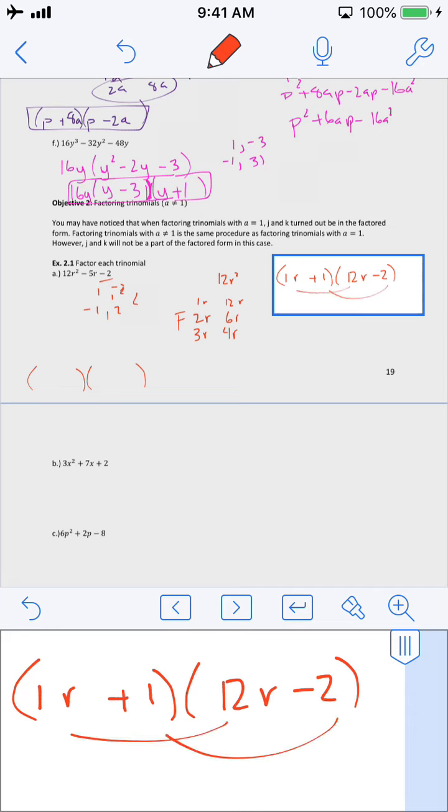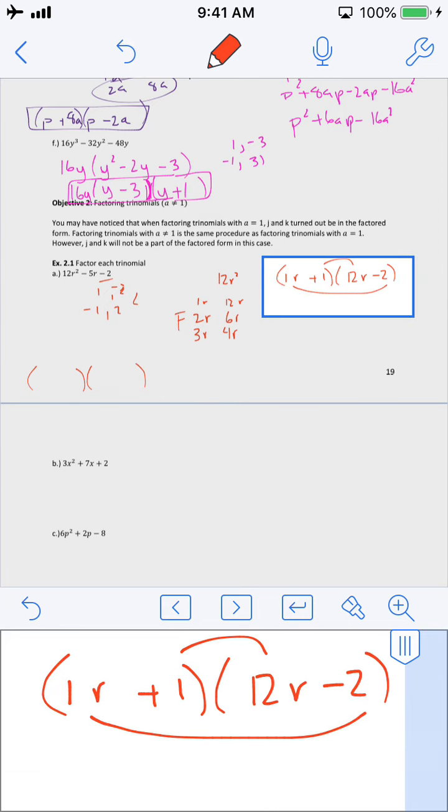That's going to give me 12 and that's going to give me -2. I don't really care about that because that's the number. That's how I chose these numbers to begin with. I know that part's going to work. I'm just going to look at the outsides and insides. Now if you are working in pen right now, I strongly recommend you switch to a pencil or you're going to be really annoyed. Okay, -2r plus 12r.